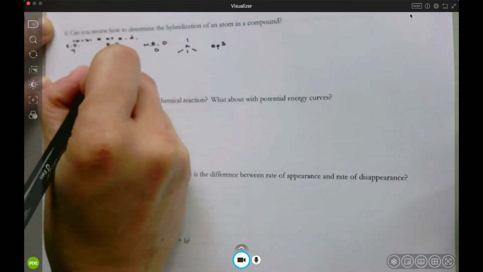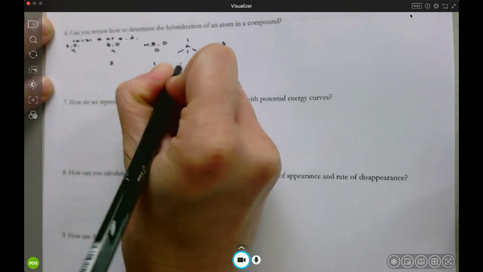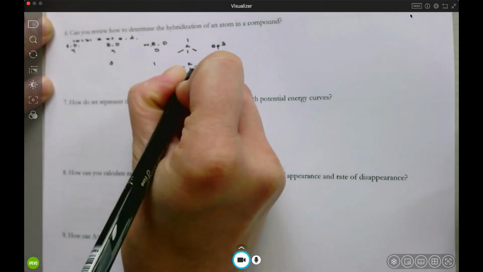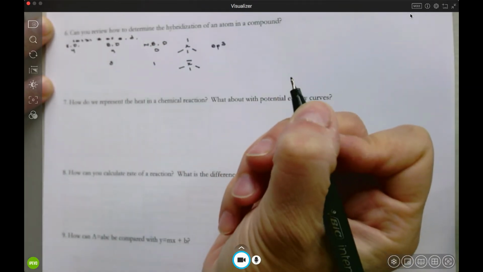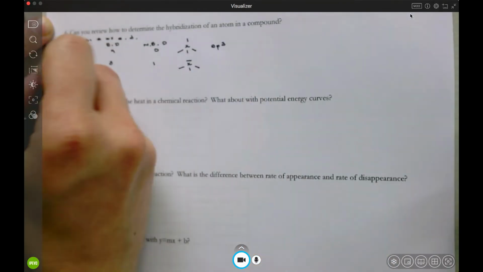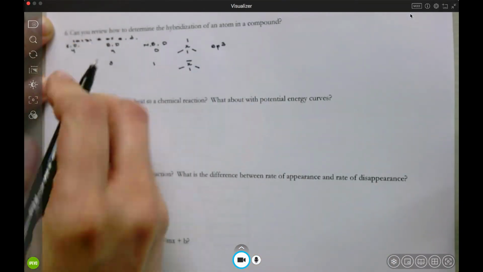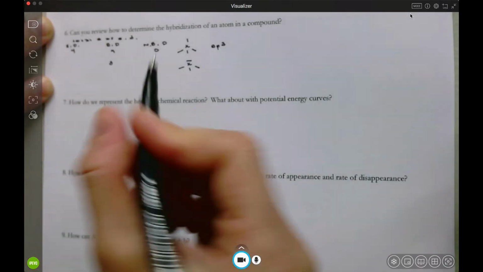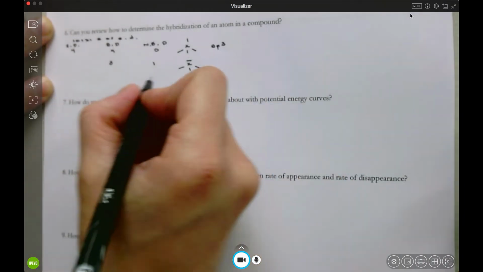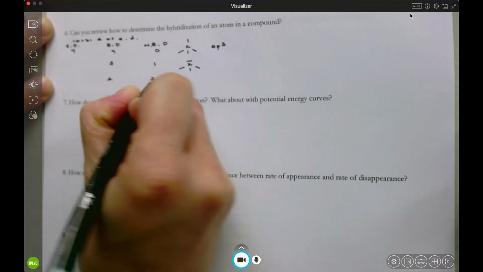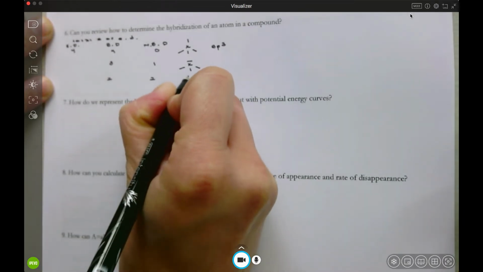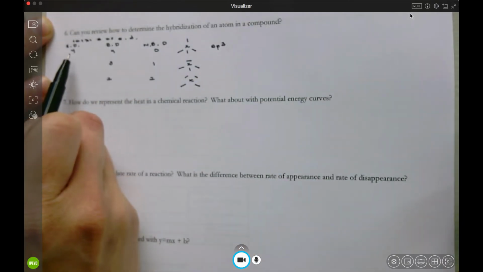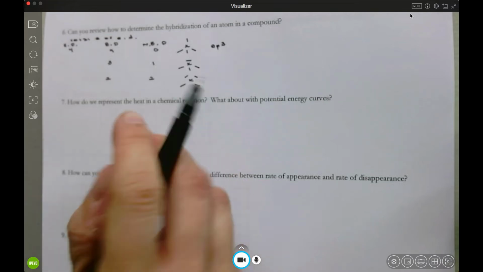If I have something that has 3 bonding domains, 1 non-bonding domain, its geometry is going to be pyramidal, like that. But still, because it has a total of 4 electron domains, it's going to be sp3. If it has 2 bonding, 2 non-bonding, it still has 4 total electron domains, therefore it's still going to be sp3.